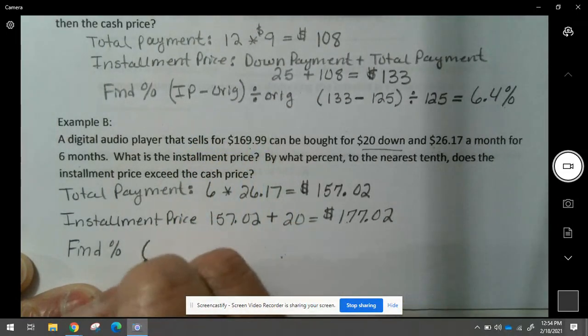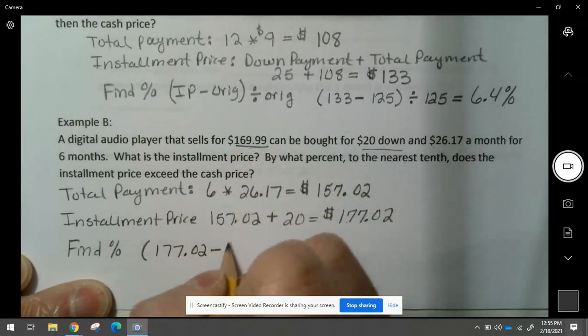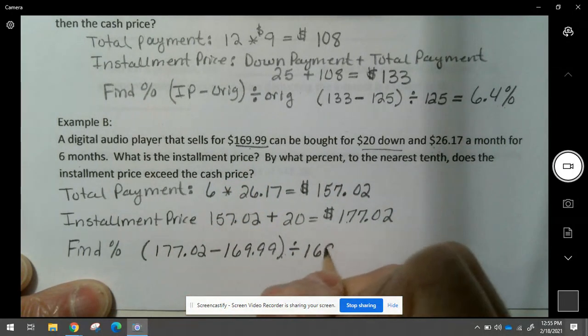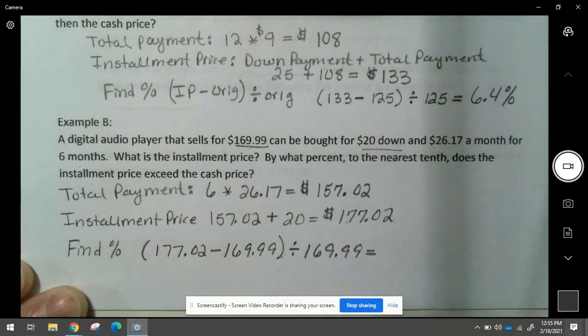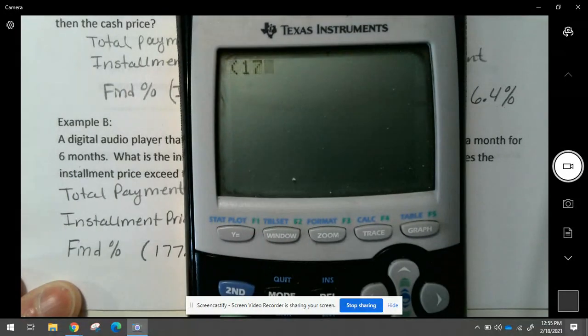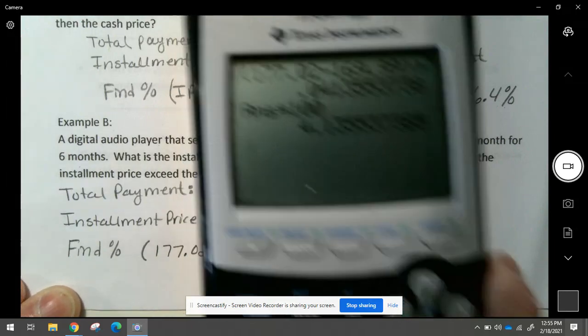So installment price in parentheses, $177.02 minus the original price, $169.99, divide by that original price again. Okay, so when I do this, parentheses, subtract, close parenthesis, divide by that original price again. And in this one, multiply by 100, and I get 4.13, so 4.1.